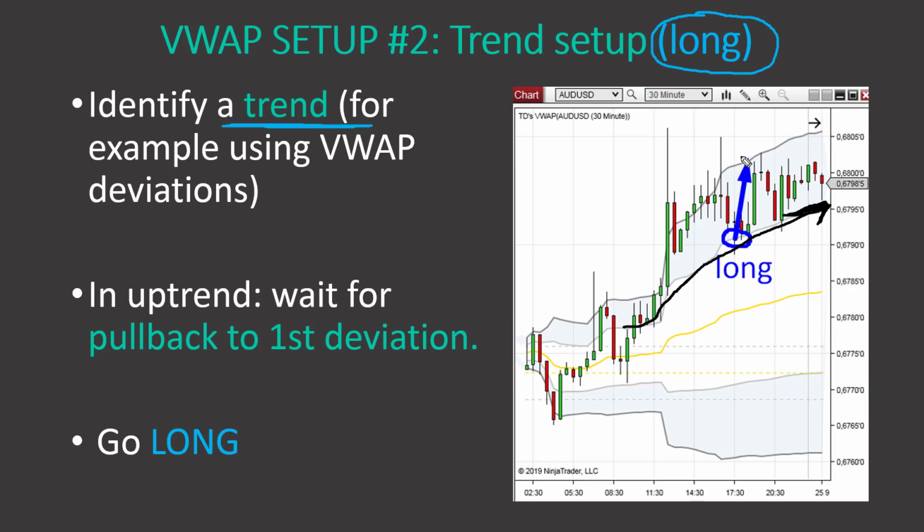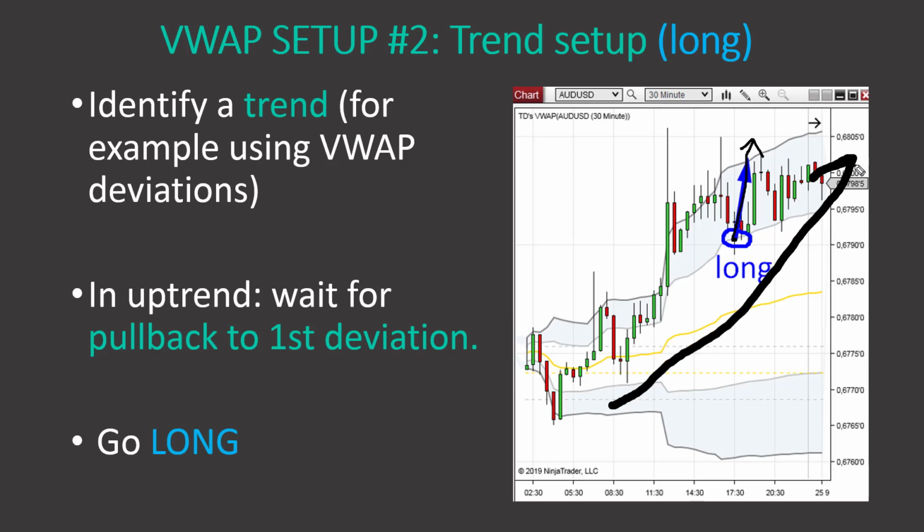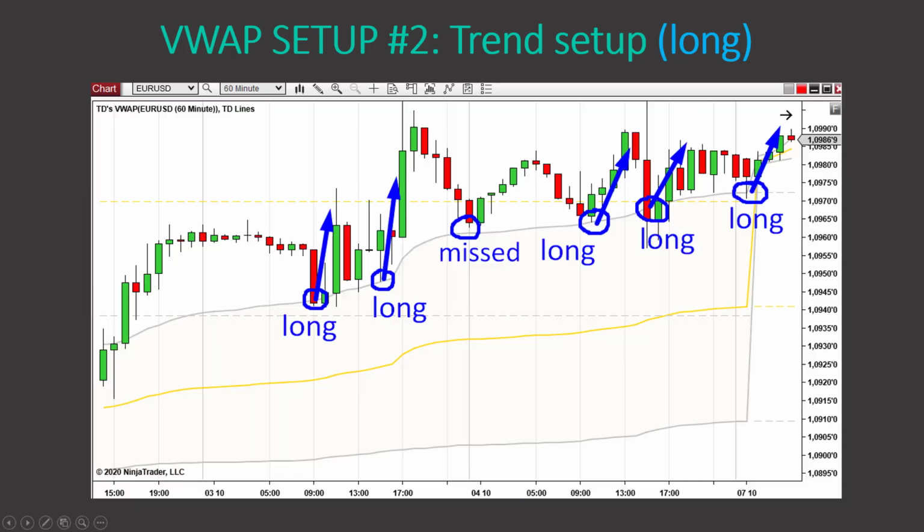So you want to see the price above the first deviation, like in here, and what you're waiting for is a pullback to the first deviation. When the price hits the first deviation, like in here, you enter long, you enter in the direction of the trend because you want to participate in that trend, right? So that's the trend setup.